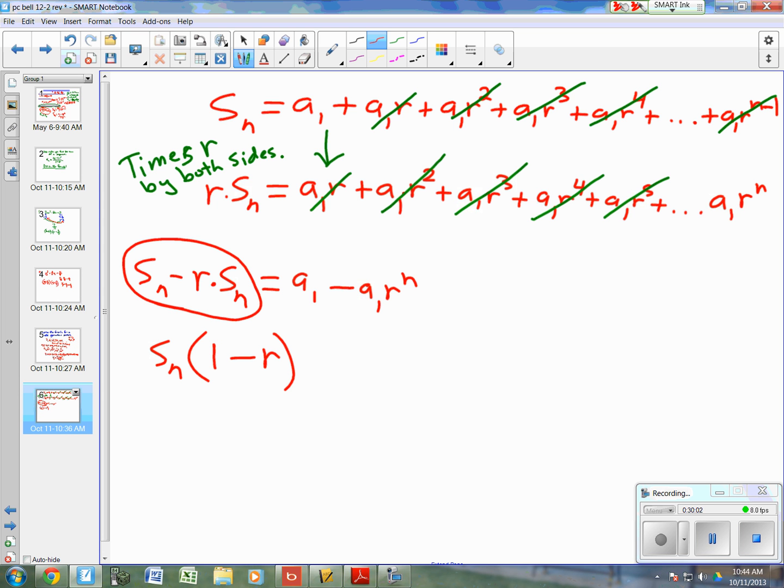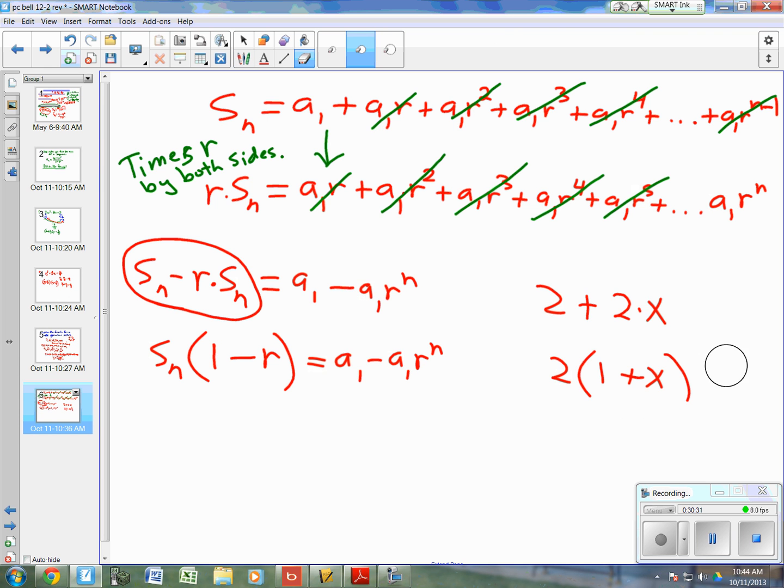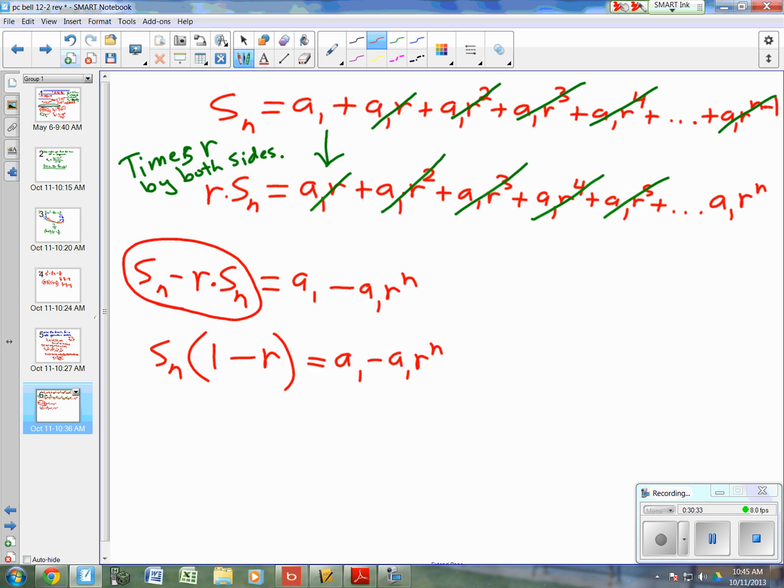And then factoring S sub n out of the r times S sub n, I'm left with an r. So I have a sub 1 minus a sub 1 r to the n. Wait, I didn't understand that factor. It's just like factoring. If I had 2 plus 2 times x, if I factor a 2 out, what am I left with? 1 plus x, right? Oh, okay. Because 2 times 1 is 2, and 2 times x is 2x. So that's what it's like.